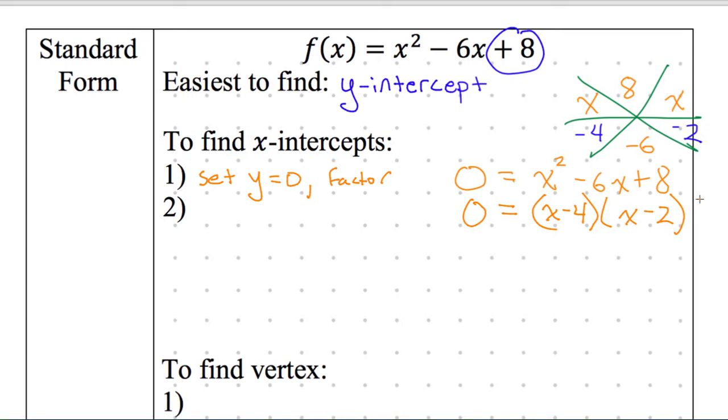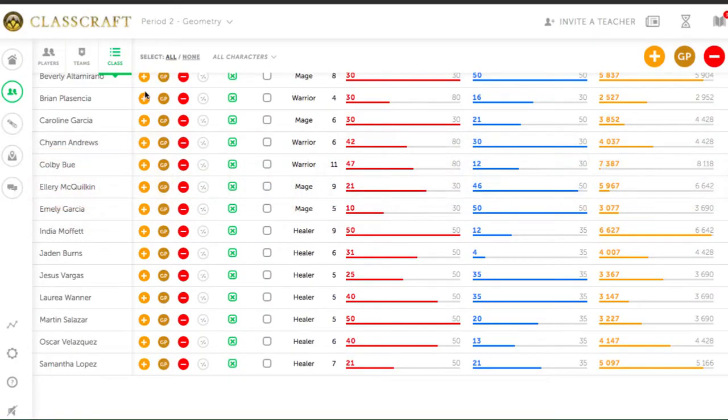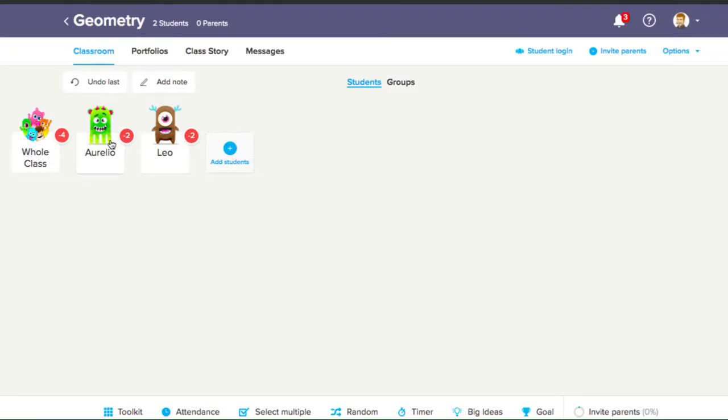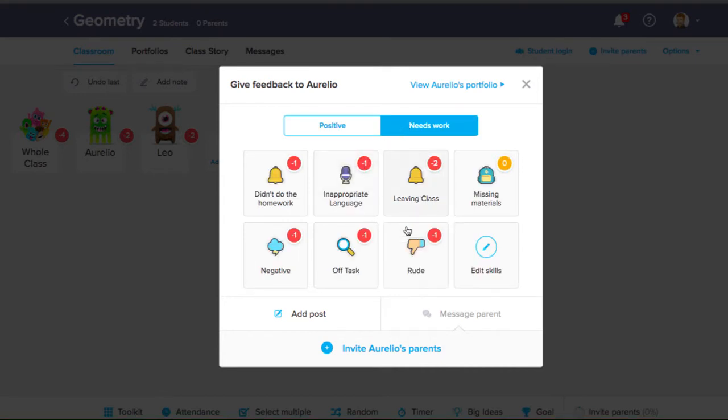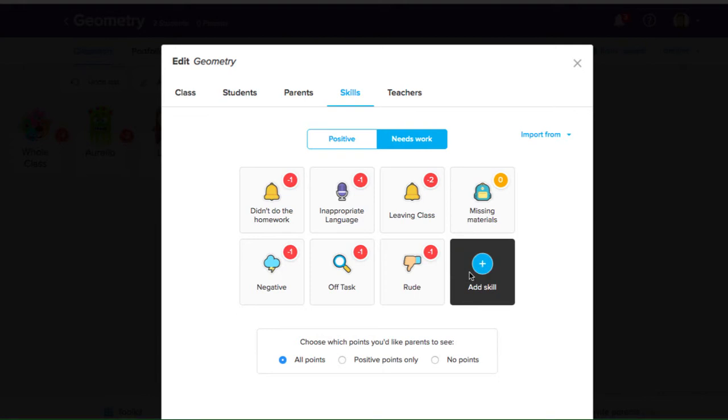X equals 4. Hold on. Positive 2. Is there a quiet raised hand that I can call on? I promised you that it would happen, and it just happened now. I asked for a quiet raised hand, and Aurelio did not. I need to edit the skills. Needs work. Add a skill.